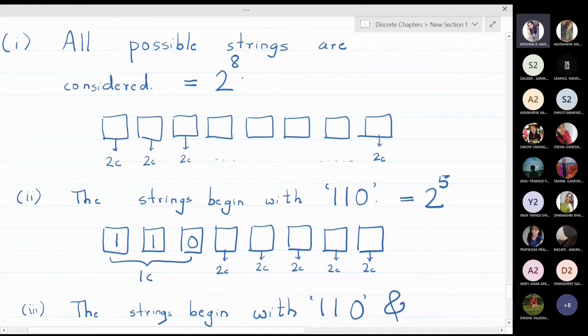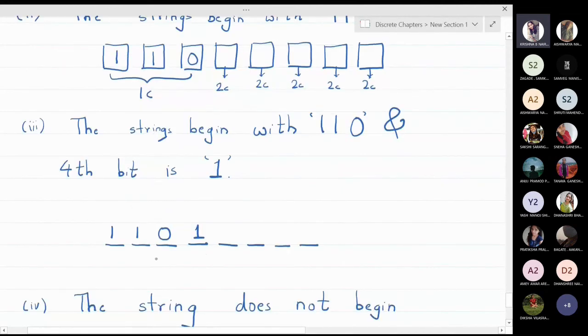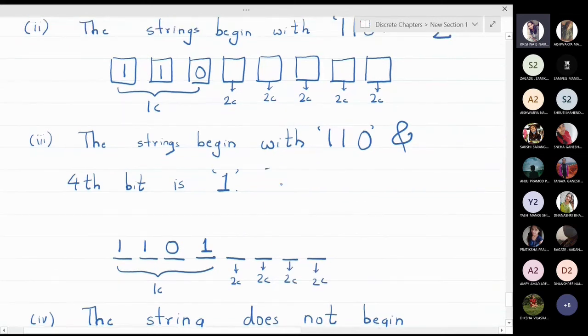The third question is also very similar to this. I must have strings which begin with 1, 1 and 0, and the fourth bit also has to be 1. So the remaining 4 places can now be anything. The first four bits can be done in only one way, and the next 4 bits have 2 choices each. So the strings that begin with 1, 1, 0 and the fourth bit is 1 can be done in how many ways? That can be done in 2 raised to 4 ways, 2 into 2 into 2 into 2.